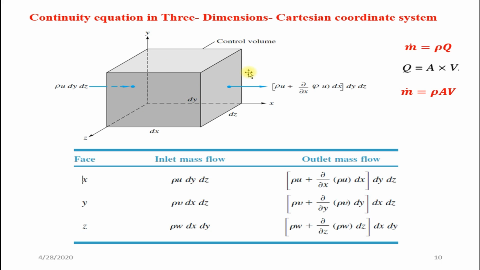All fluid properties are considered to be uniformly varying as a function of time and position. For example, density rho is a function of x, y, z and time t. x, y, z are the space coordinates and t is the time.